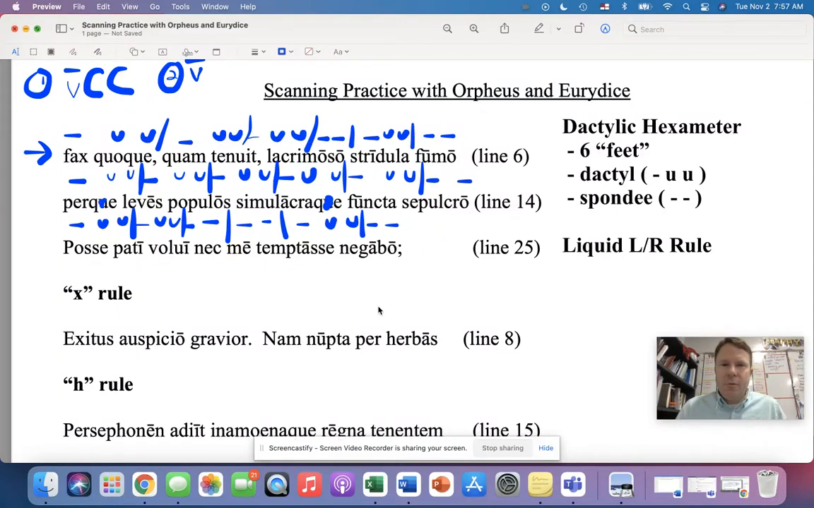Hi, everybody. We are looking at scanning, and this is the second part. We're going to look at a couple of exceptions to the rule. Just to review, we have dactylic hexameter, right? There are a lot of different meters, a lot of different beats to Latin poetry, but we're looking at the meter of epic poetry, and that's called dactylic hexameter. And that means that our line is made up of 6 feet.